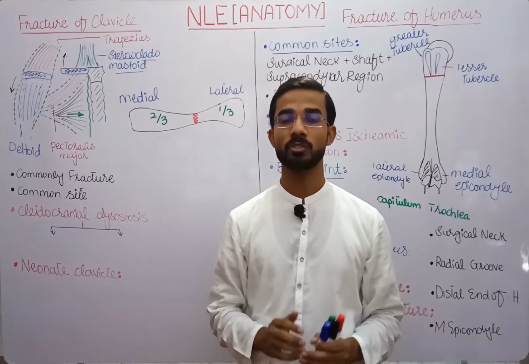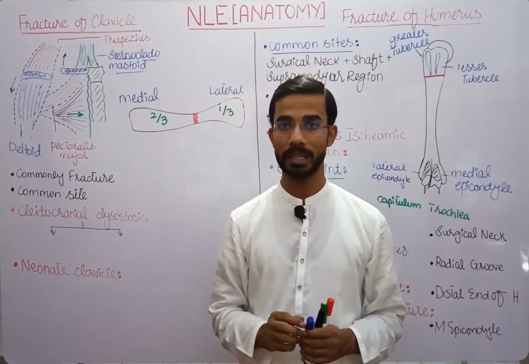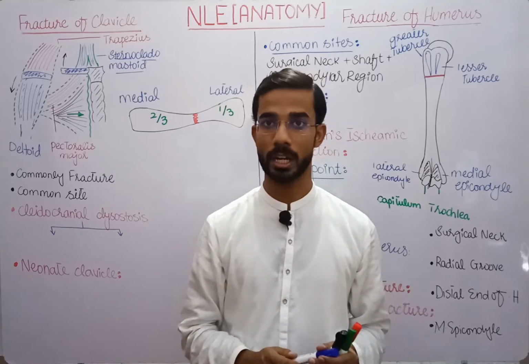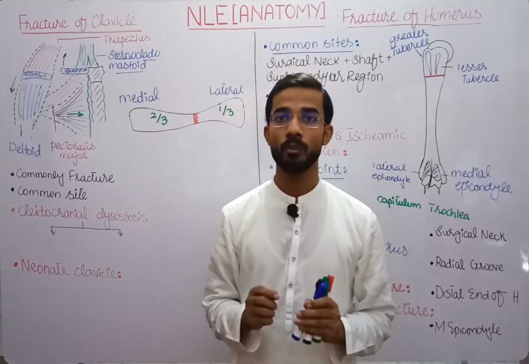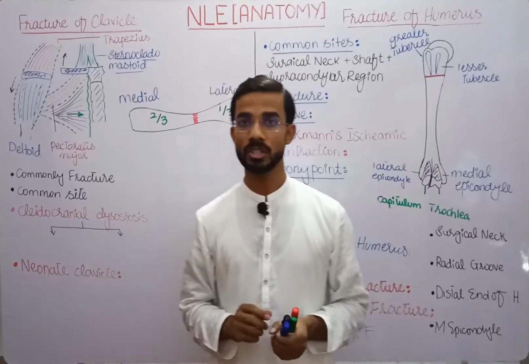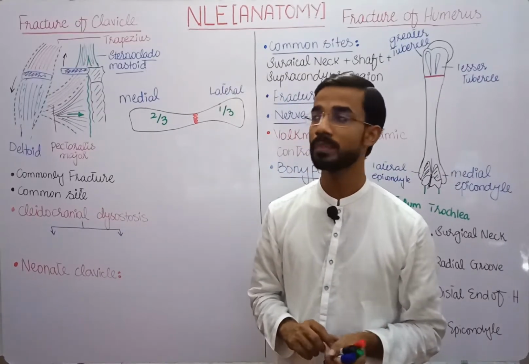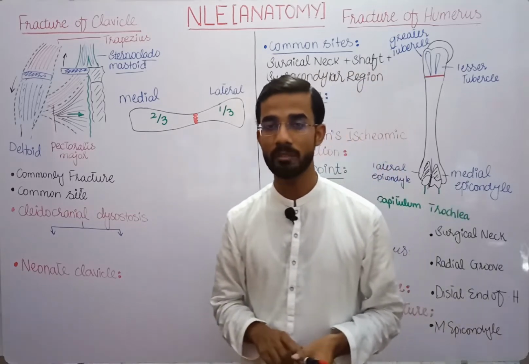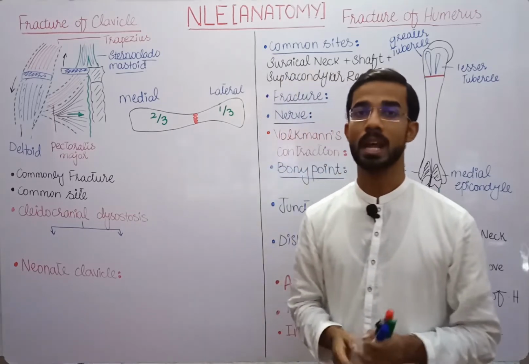Basically, there are three portions of applied anatomy: developmental anatomy, neuroanatomy, and regional anatomy. But now we are going to discuss regional anatomy, right? The topic we will discuss is the fractures of the clavicle and the humerus. Let's start.